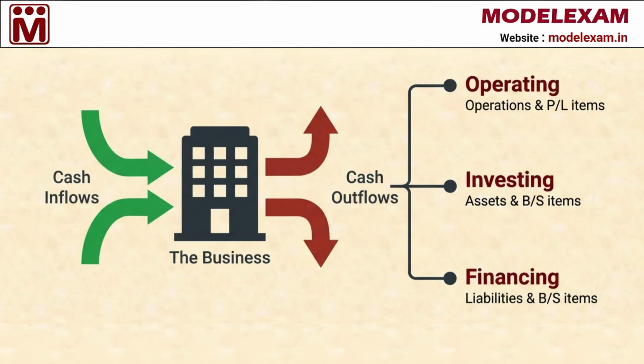To make sense of how money moves through a company, we divide cash flows into three distinct buckets. First, we have operating activities, which cover the core business operations. Second, we have investing activities, which deal with buying and selling assets. And third, we have financing activities, which involve raising capital through loans or equity. In this system, cash inflows are positive and cash outflows are negative.